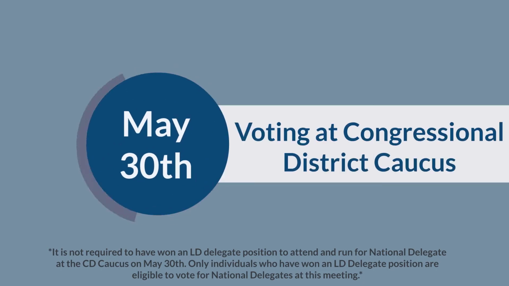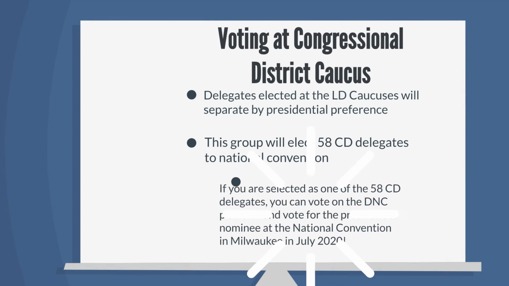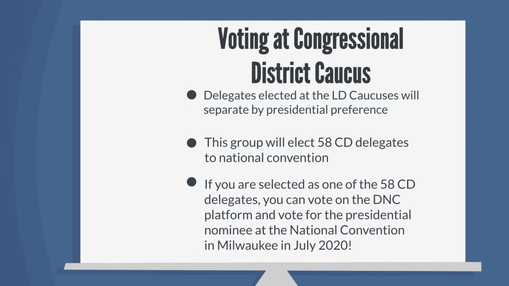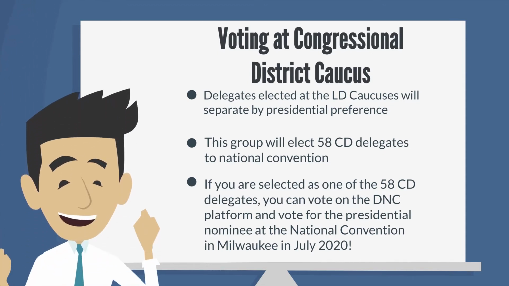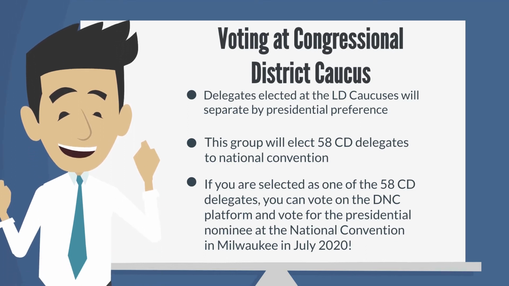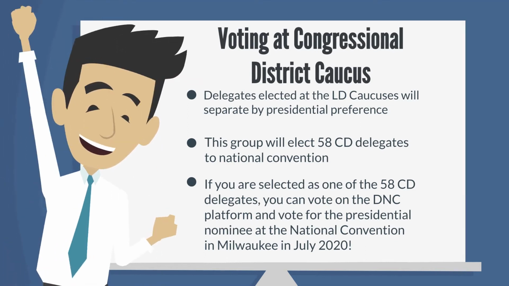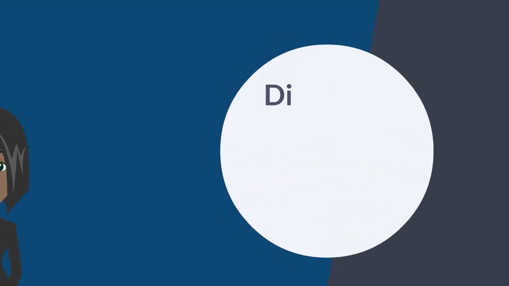This is when you'll be running as a congressional district or CD delegate. There are 58 congressional district spots. Delegates elected at the LD caucuses will separate by presidential preference. We elect 58 CD delegates to the Democratic National Convention. If you're one of the delegates elected at this stage, woohoo! You'll go to the Democratic National Convention in Milwaukee during July 2020.